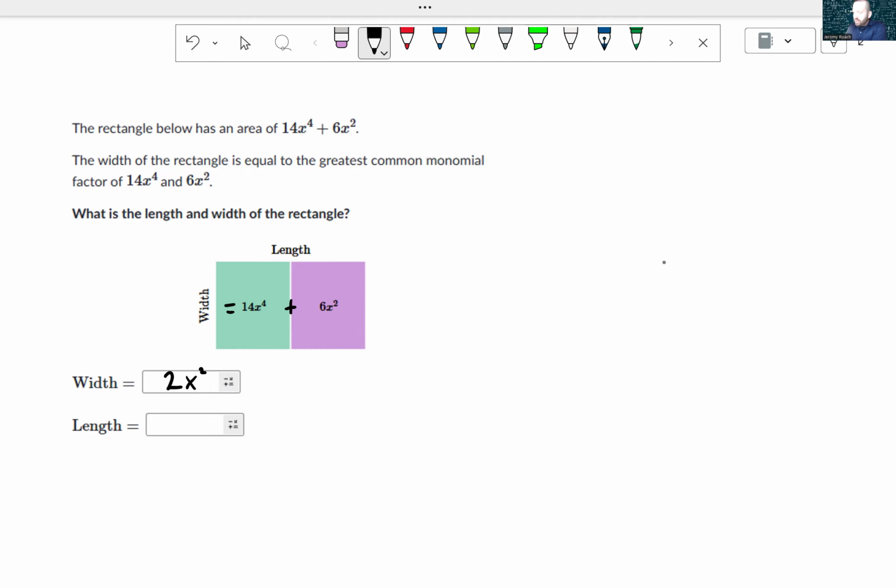So if we divide that, now 14x to the fourth divided by 2x squared is going to be 7x squared. 6x squared divided by 2x squared is just going to be 3. So if we rewrote it as an expression like the last problem, it would be like that. But it just wants us to write the width and the length individually for these.